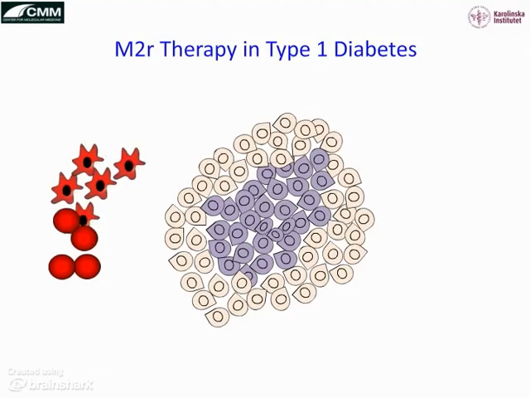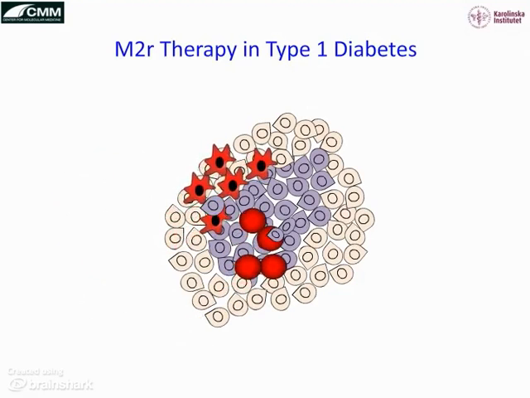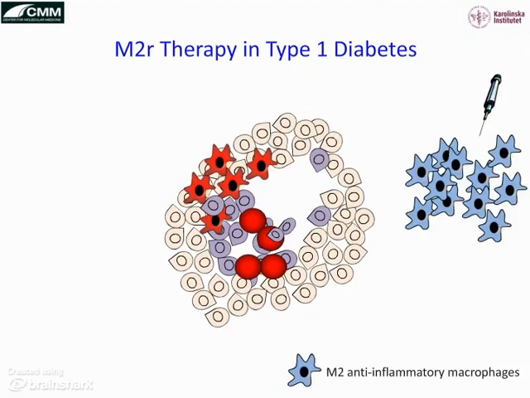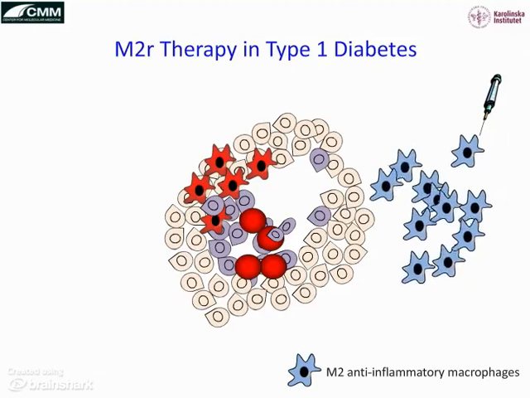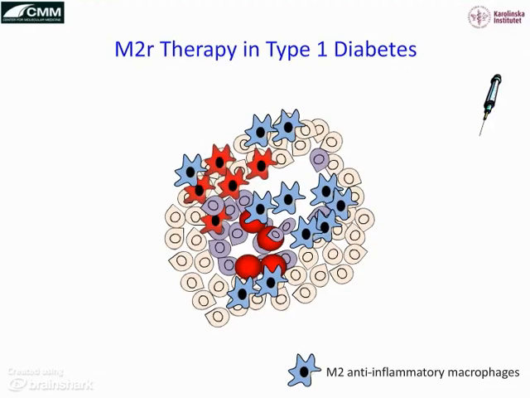On slide 6 you see an animation of how the therapeutic process is expected to work. To start off with, you get the destruction of the pancreatic islets, and the idea is to then introduce a large number of pre-activated anti-inflammatory macrophages, which will then migrate to the target organ. The important thing is that the anti-inflammatory macrophages in blue are far more numerous than the pathogenic macrophages in red.